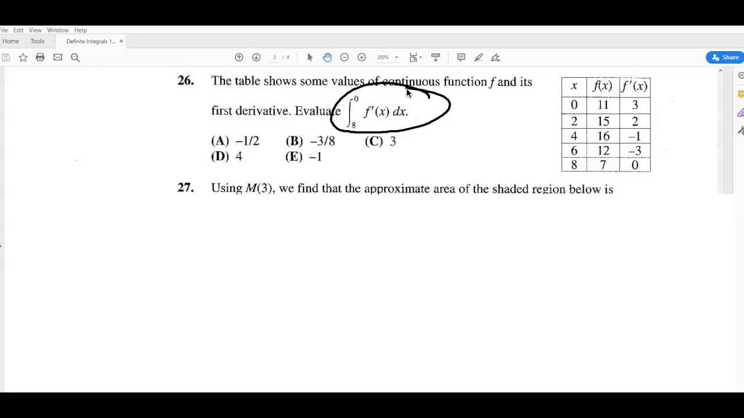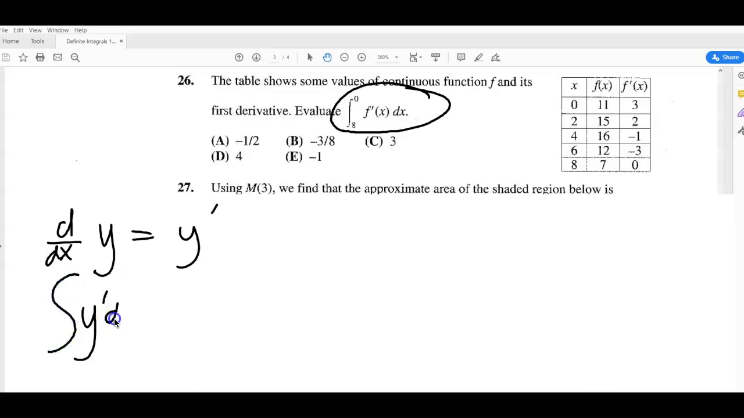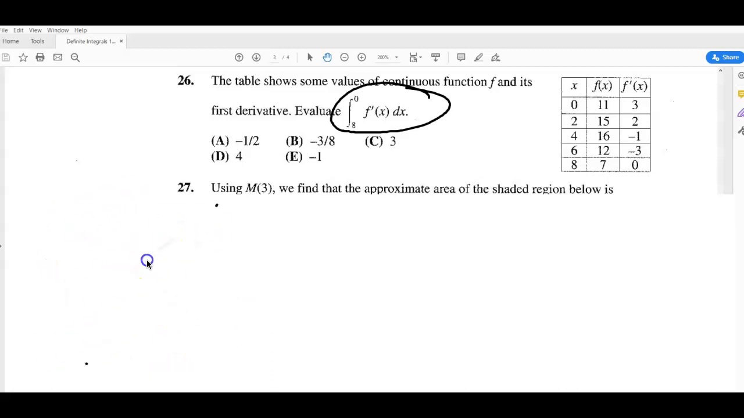Integrals are the opposites of derivatives, right? So if you have a function and you take the derivative of that function, you get the derivative, right? Or if you have the derivative, and working backwards, if you integrate it, you get the original function. So the thing I want you guys to pay attention to is that when you integrate a derivative, you get the original function. So that's how we're going to have to think about this problem here. So if I'm integrating f prime, that's going to become f, right?